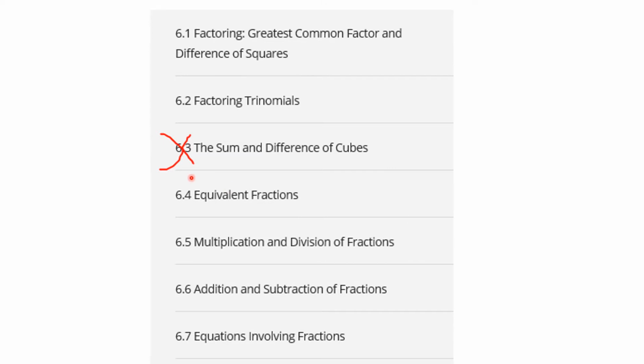In consultation with John, we've made a decision not to cover the sum and difference of cubes. That's a factoring technique. But in my life as a professional mathematician, and many years, I have used this exactly 6 times in my work. My guess is that many of you would never encounter it again in your work, and so we're skipping this term in favor of higher priority material.